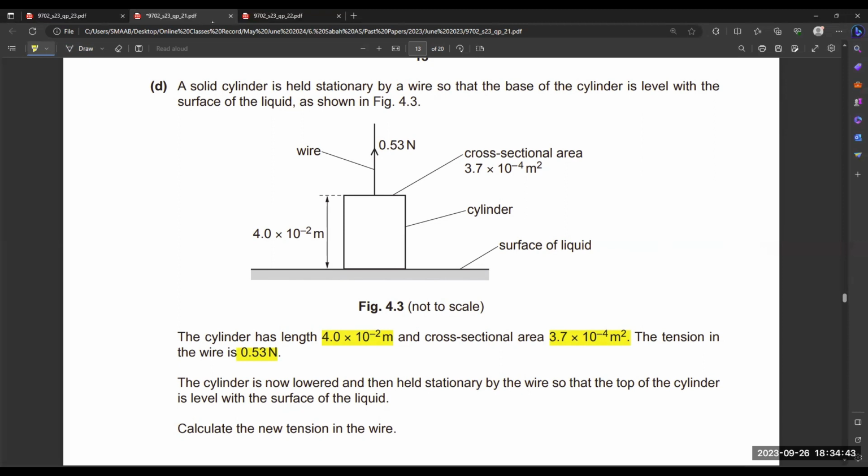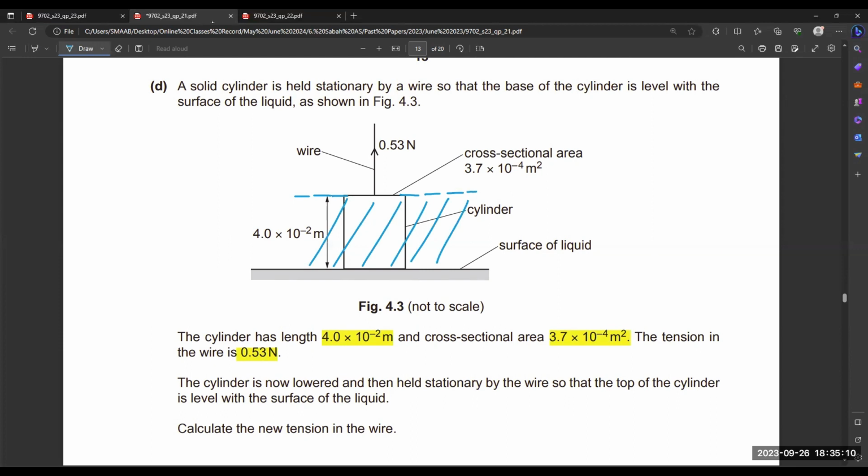Yeah. So because previously the upper part of the cylinder is over the liquid surface, then we immerse it into the liquid and now both are at the same level. So we can say that now it is completely immersed into the liquid. And now we have to calculate the new value of tension. Okay.